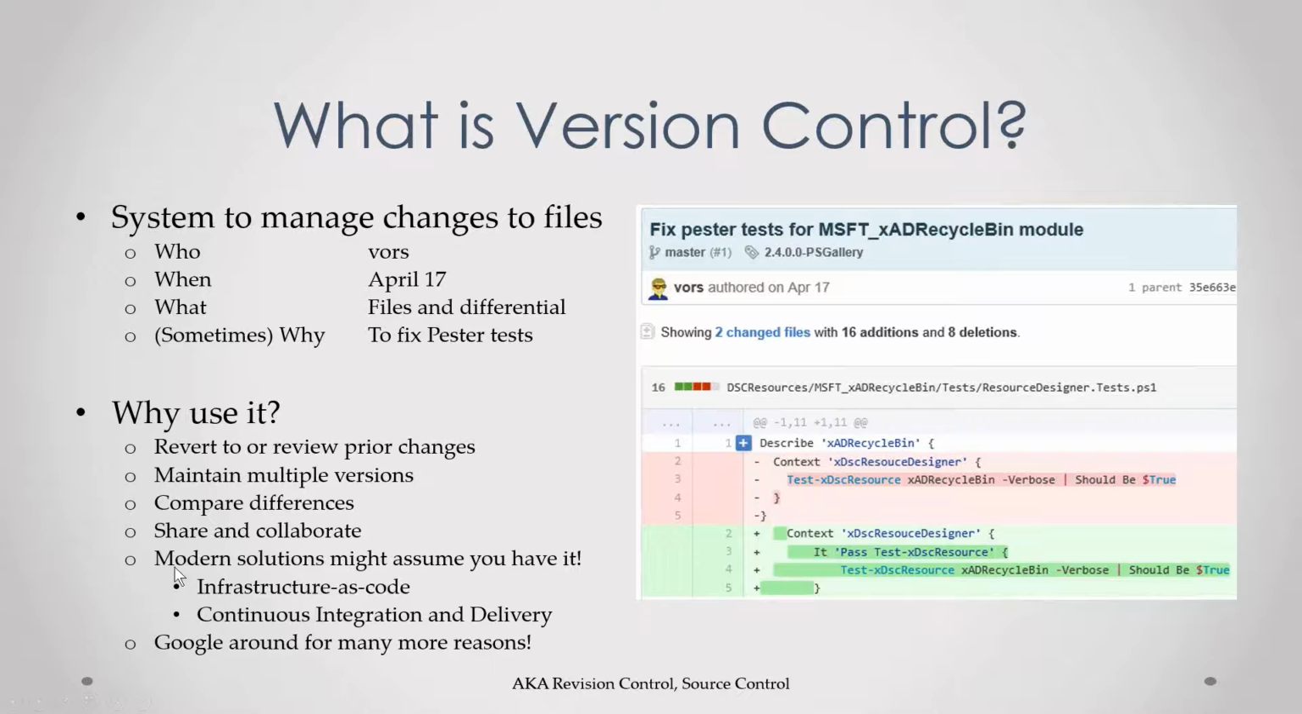And then finally, and I think this is probably the most important thing nowadays, a lot of modern solutions just assume that you have version control in place. If you want to start using configuration management solutions and start moving towards infrastructure as code, there's an assumption that you have a version control system. And if you want to use something like continuous integration and delivery, that needs a version control system behind it.